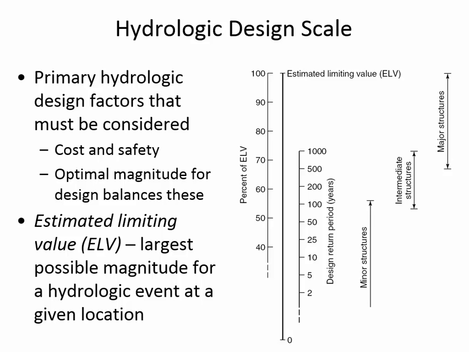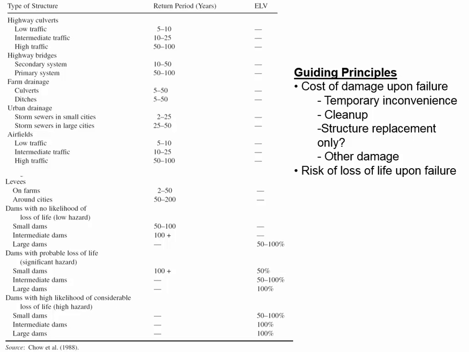And sometimes ELV is interchangeable with another phrase that's called probable maximum precipitation. So PMP is another term that you would use, the probable maximum precipitation, in order to determine what is the estimated limiting value. So this is the rainfall that's going to give you the runoff amount that is associated with estimated limiting value.